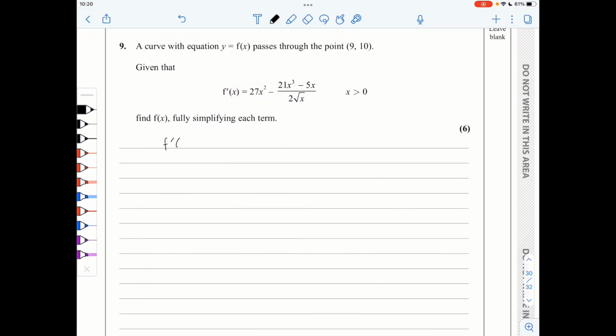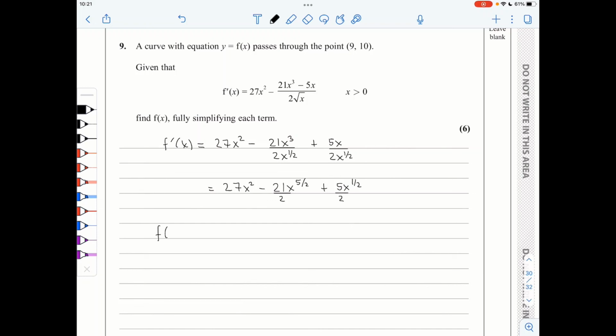So f dash of x is 27x squared minus 21x cubed over 2x to the half plus 5x over 2x to the half. Be careful with the plus here because of the double negative. So minus minus gives me a plus. So this is 27x squared minus 21x to the 5 over 2, over 2, plus 5x to the half over 2. This is f dash of x.